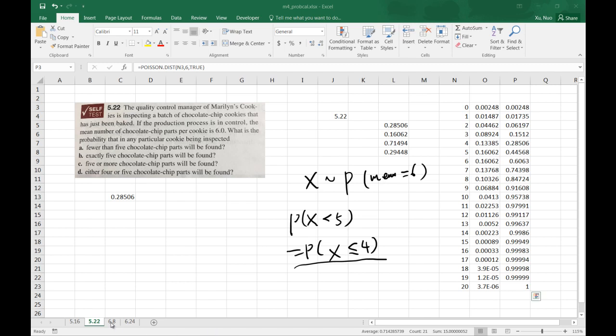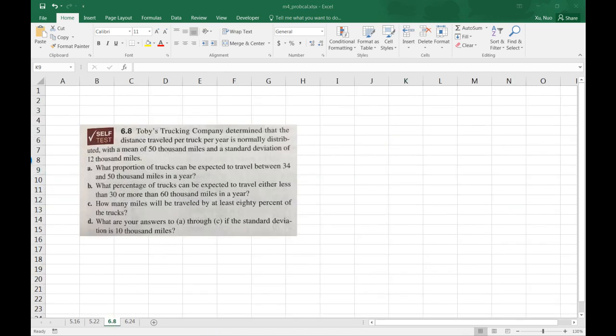Now let's move on to the third problem. Toby's trucking company determined that the distance traveled per truck per year is normally distributed. So now the variable is distance. And since distance is measured, we know the variable in this case is a continuous variable. It also tells you that it follows a normal distribution with a mean of 50,000 miles and a standard deviation of 12,000 miles.